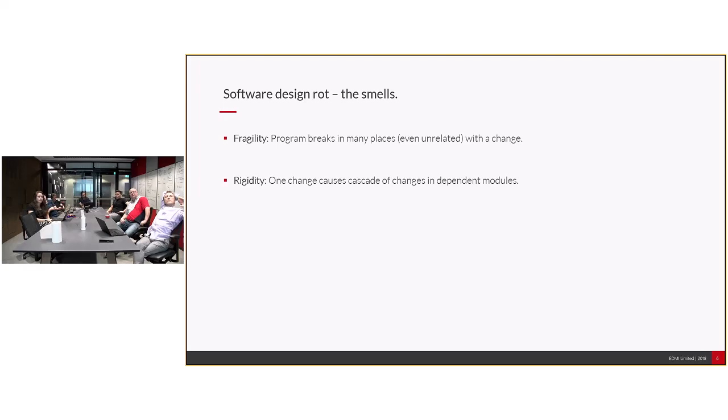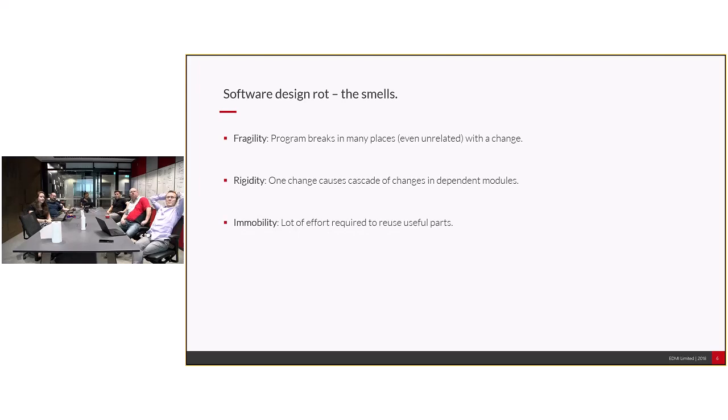Second one, rigidity. You cannot make one change without causing a cascade of changes in dependent modules. You pull one thing and everything follows. How many people can identify with at least these two? Does it make sense? Have you seen it?